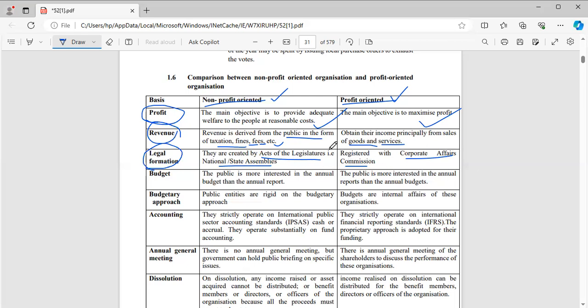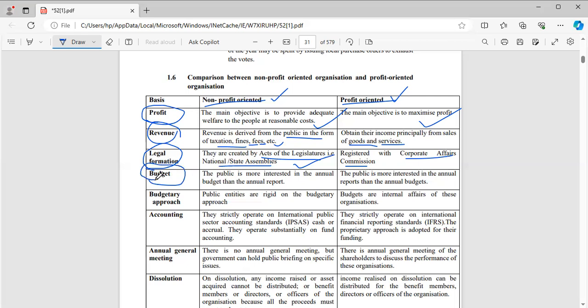So I'll give you examples. Ministry of Education is not registered under CAC. They were created by the federal government of Nigeria, by a law of Nigeria. But Dangote was created by what? Under CAC. It must be registered under CAC as a company. That's what it means.